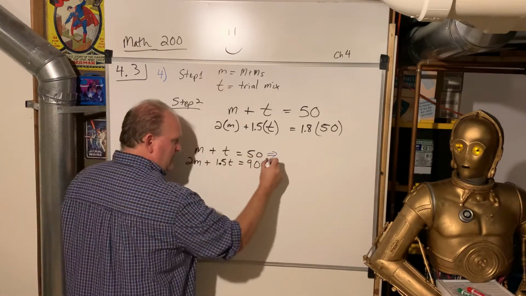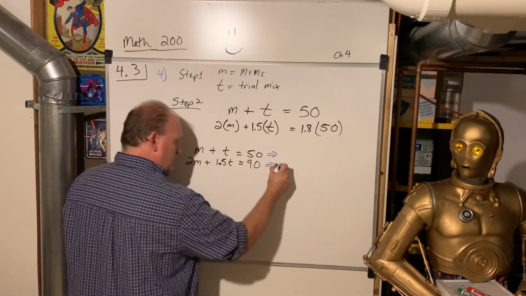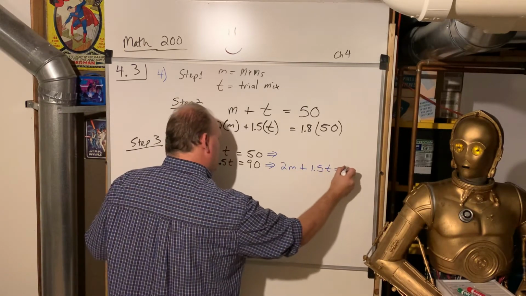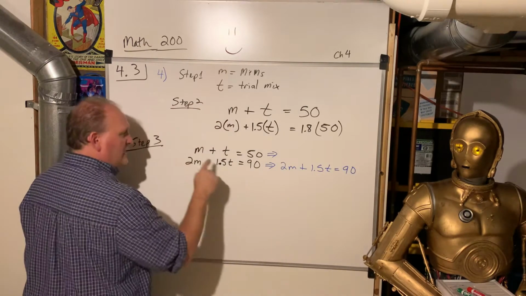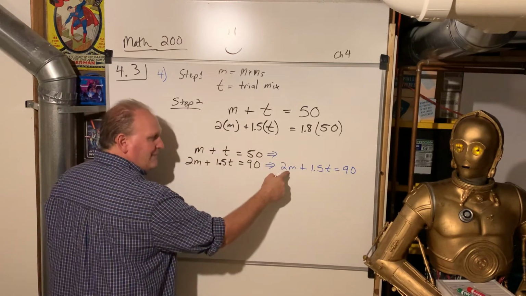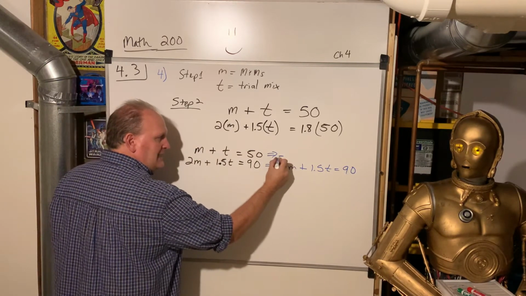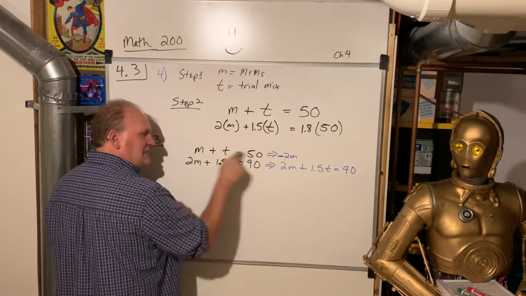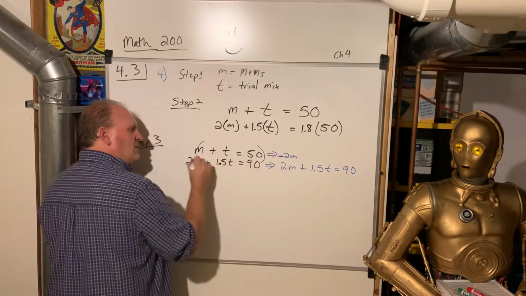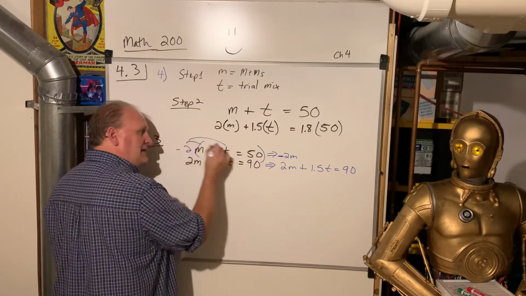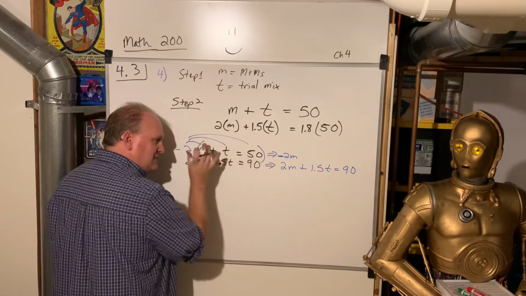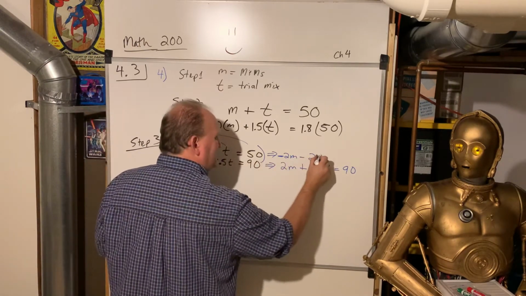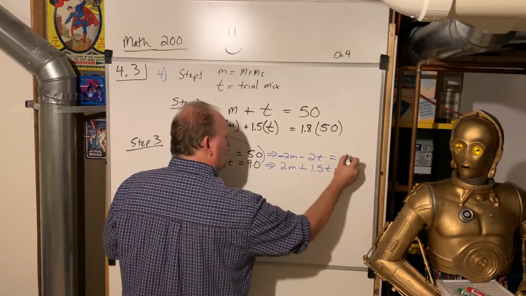So how do I get rid of the M? Well, I leave this one alone, 2M plus 1.5T equals 90. But now I'm going to go on a vision quest. I don't want M, I want the opposite of this. So I want negative 2M to happen up there. So what do I have to do to this to get a negative 2M? Well, I have to multiply everything by negative 2. Not just that, everything. This side of the equation and that side of the equation. So negative 2M, negative 2T, and negative 100.